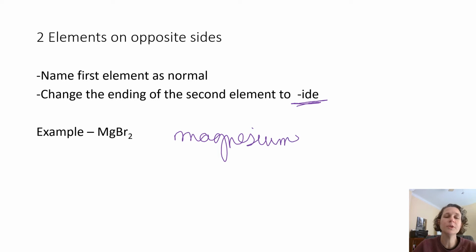And then for the Br, that is bromine. You change the ending to -ide. So you would have magnesium bromide. And that is it. You don't have to worry about that little 2 in the formula. You don't have to worry about any of the numbers. You're simply dealing with the elements themselves.